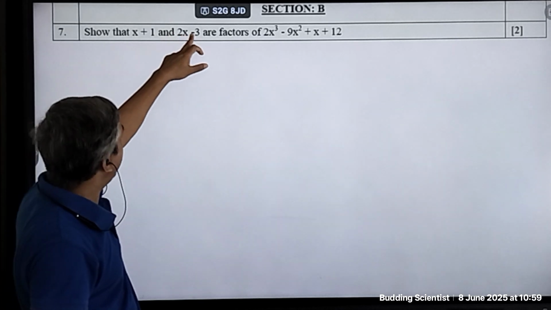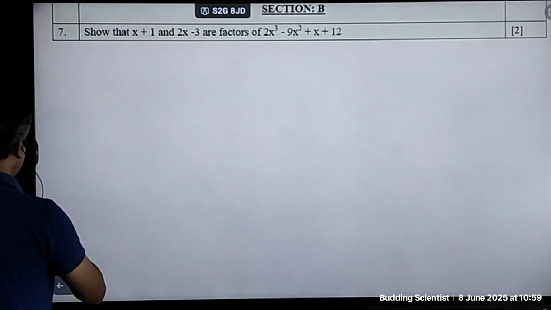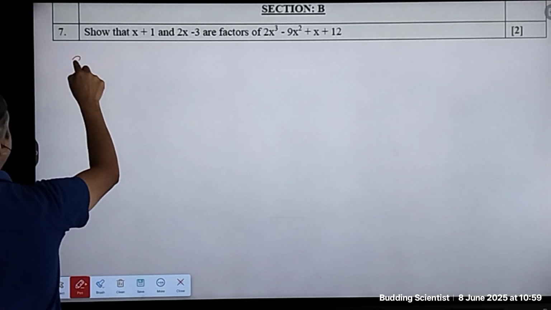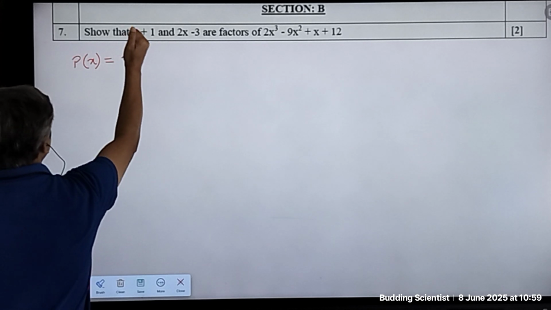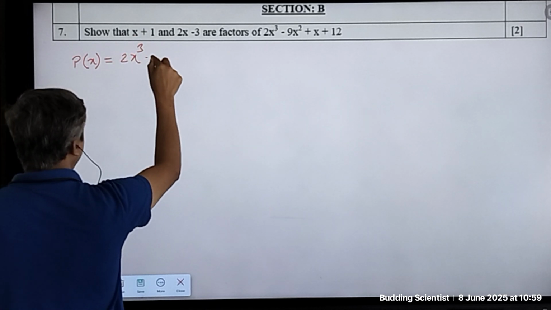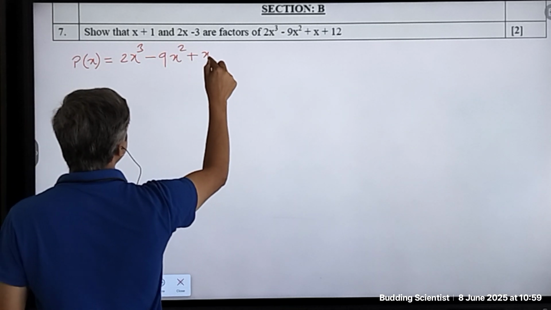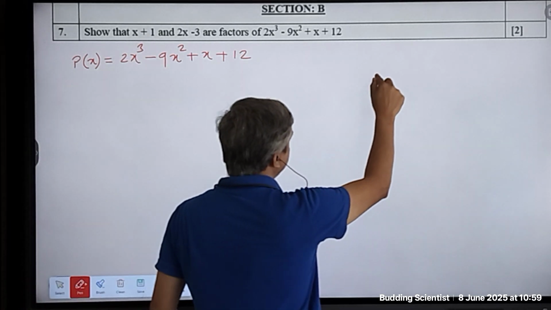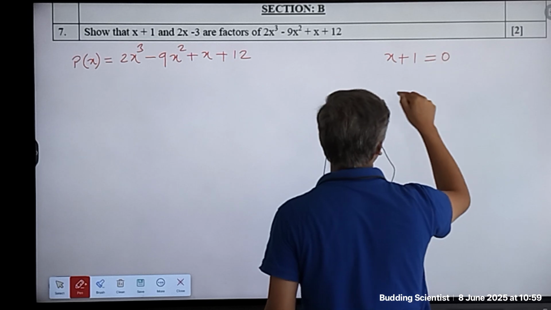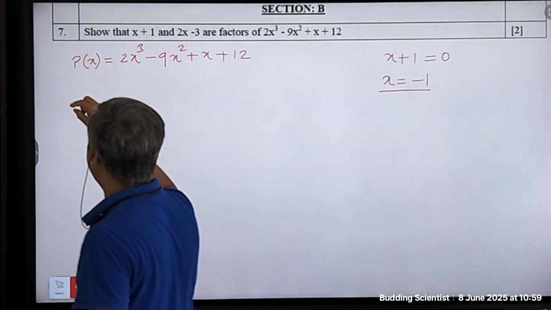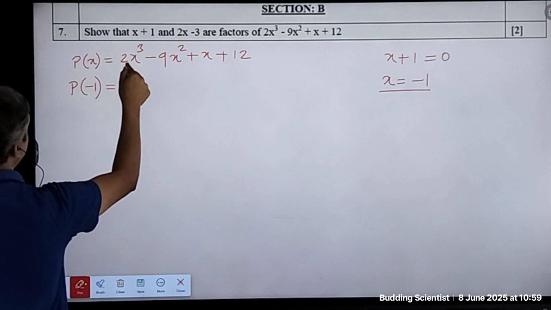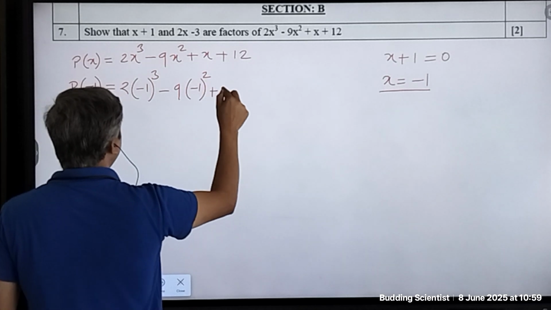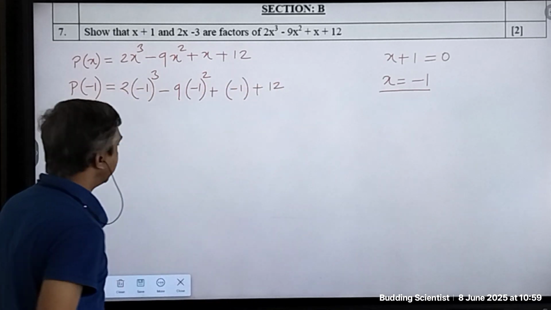Show that x plus 1 and 2x minus 3 are factors of, okay. Let's write the polynomial. P of x is equal to 2x cube minus 9x square plus x plus 12. If x plus 1 was a factor, then we put x plus 1 is equal to 0, so x is equal to minus 1. So we will put the value here. So p of minus 1 is equal to 2 into bracket minus 1 cube minus 9 into minus 1 square plus minus 1 plus 12.